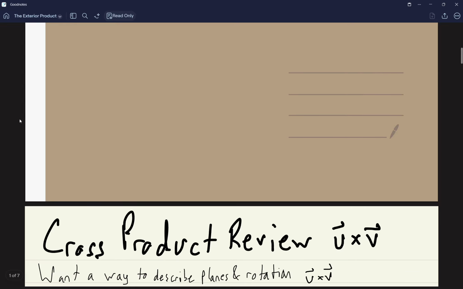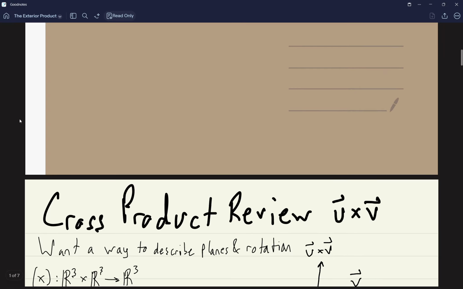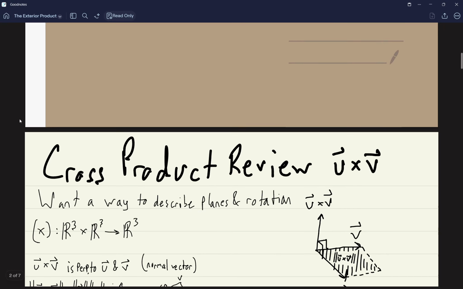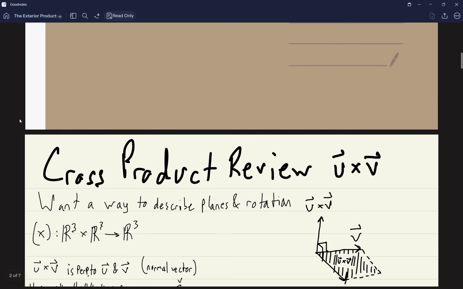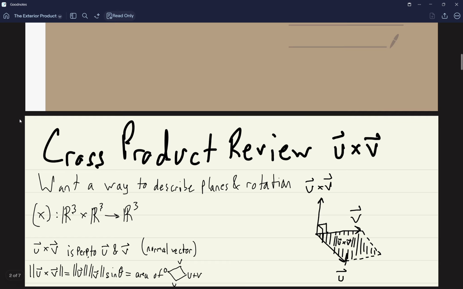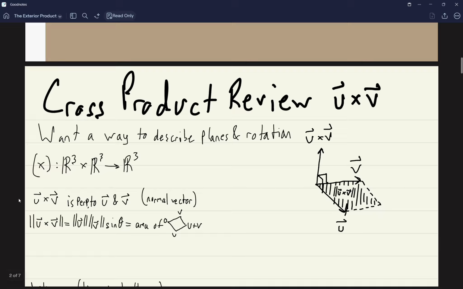We talk about the cross product because we want a way to describe planes and a way to describe rotation. We have this binary operation in R3 that gives us, given two vectors, a vector that's normal to the plane bounded by them. So it's perpendicular to u and v, and the magnitude of this vector is the area of that parallelogram.